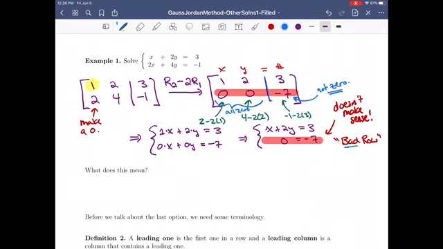Because you're going to end up with something that's 0 equals a number that's not 0. So you're going to get an equation that doesn't make any sense. What does this actually mean for the system? So let's use our old techniques.